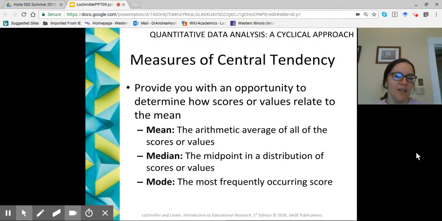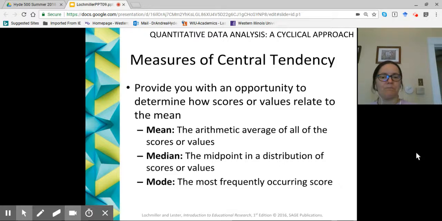All right, measures of central tendency. These are things that you'll probably remember from math at some time in your upper elementary years. When do we learn these things? Averages. A little different, right? Three different kinds of ways to talk about averages.